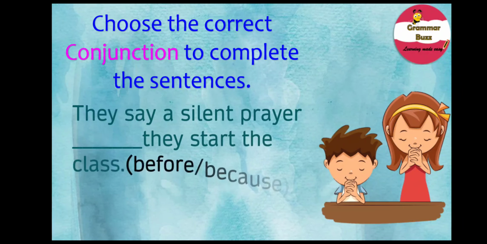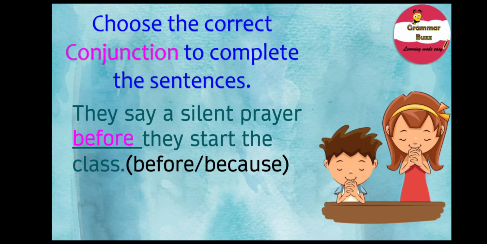The next sentence for you is, they say a silent prayer, they start the class. And your options are before, because. So can you figure out the correct subordinating conjunction? I think you have nailed it. Great. And the word is before. They say a silent prayer before they start the class. Excellent. Well done.